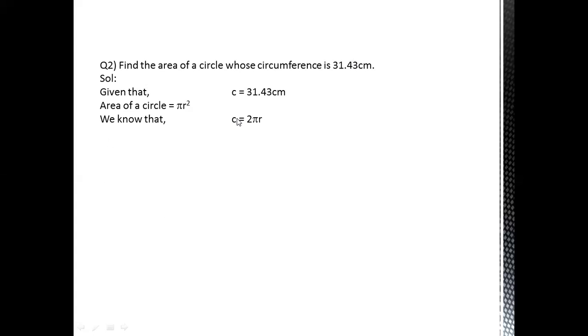We know that circumference is 2 pi r. So we put value in this. Circumference value is given 31.43. So below C we write its value, then equal sign, then 2 as it is. Pi is 22 by 7. R we don't know, so we write R as it is. 22 into 2, 44. 7 divided here, shifted to the other side, it will multiply. 44 multiplied, shifted to the other side, it will be divided. So when you multiply 31.43 with 7 and divide by 44, you get the radius value 5 centimeter.